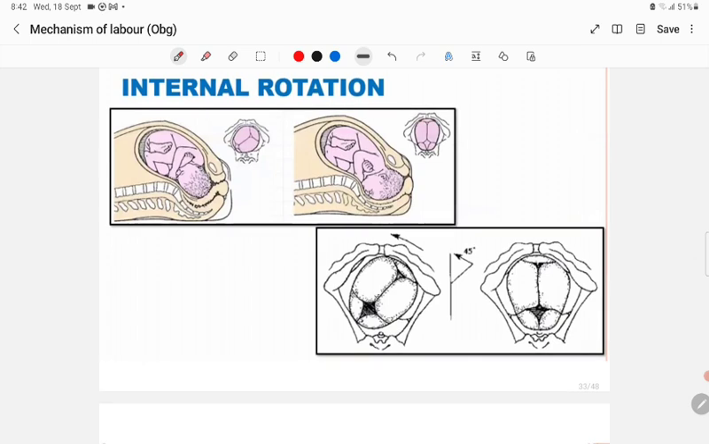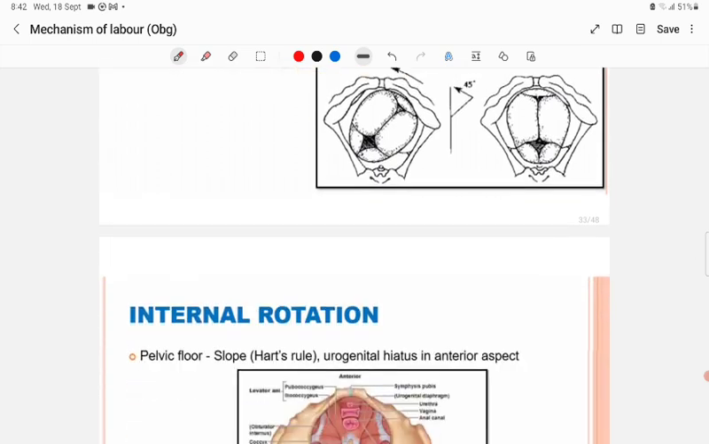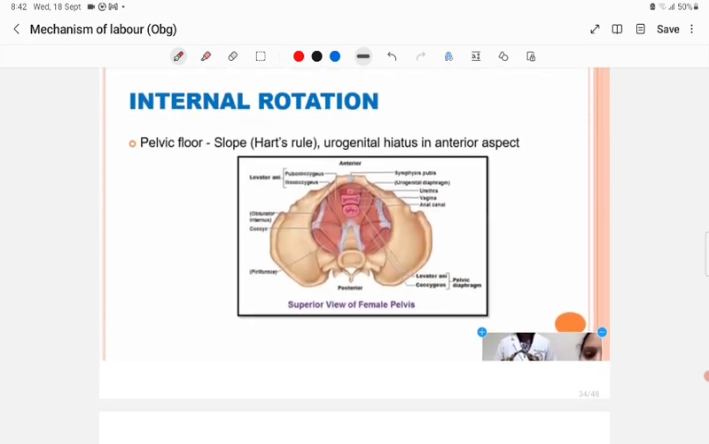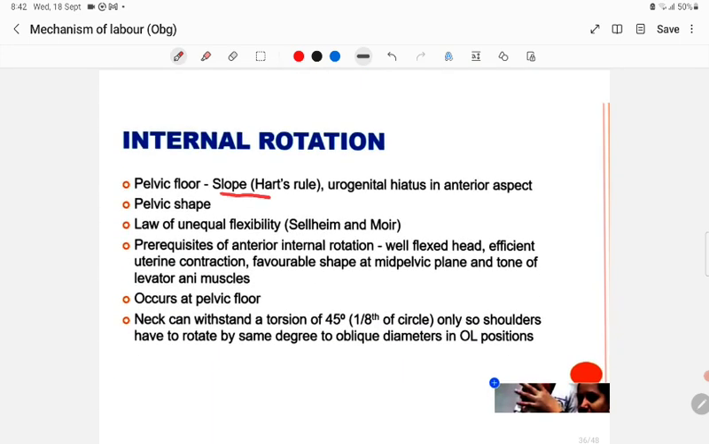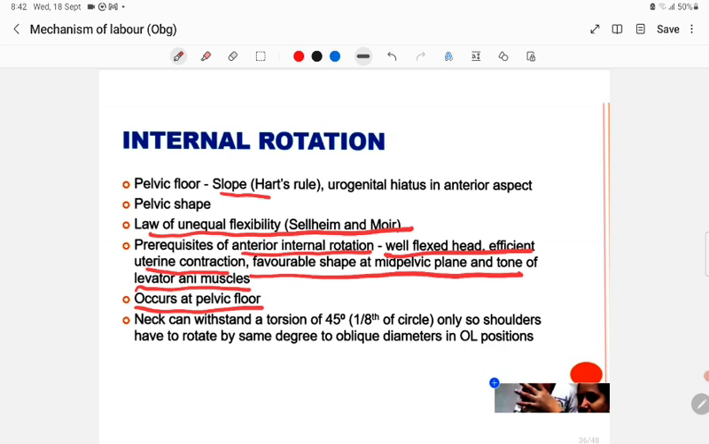This is internal rotation. The rotation of the fetal head is occurring. Theories: pelvic floor slope, Hart's rules, law of unequal flexibility, Sellheim and Moir. Prerequisites for anterior internal rotation: a well flexed head, efficient uterine contractions, favorable shape of the midpelvic plane, and tone of the levator ani muscles. The internal rotation occurs at the pelvic floor, at the level of the ischial spine.